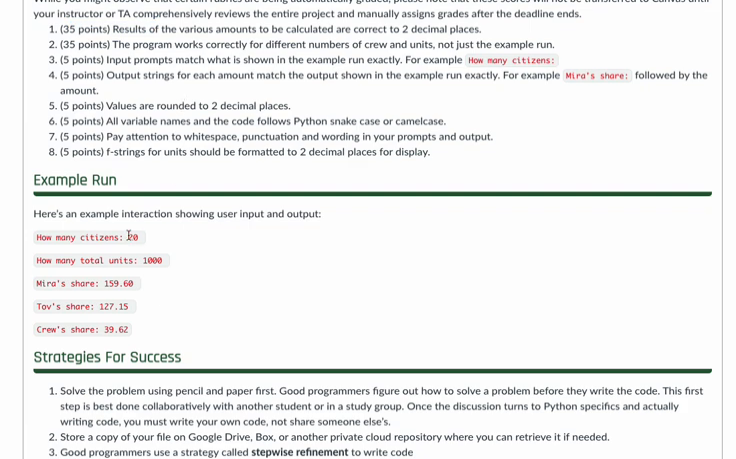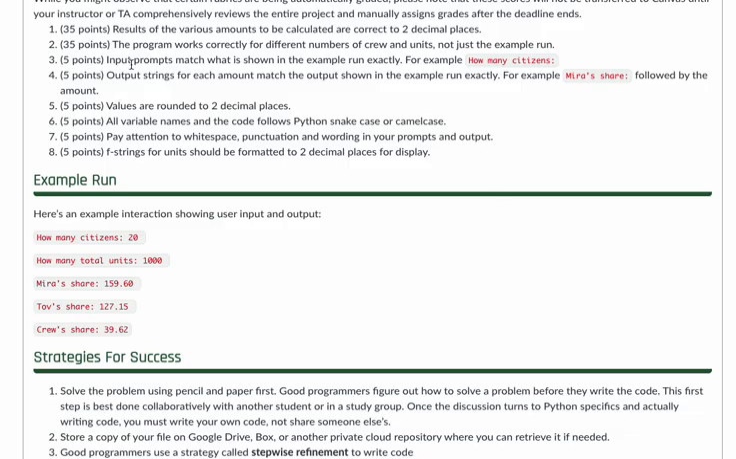Then if I enter a different number, your program should work accordingly with this calculation. So that's what I have mentioned here: the program works correctly for different numbers of crew and units, not just the example run. In that case, I will enter a different number and make sure your calculation is correct.